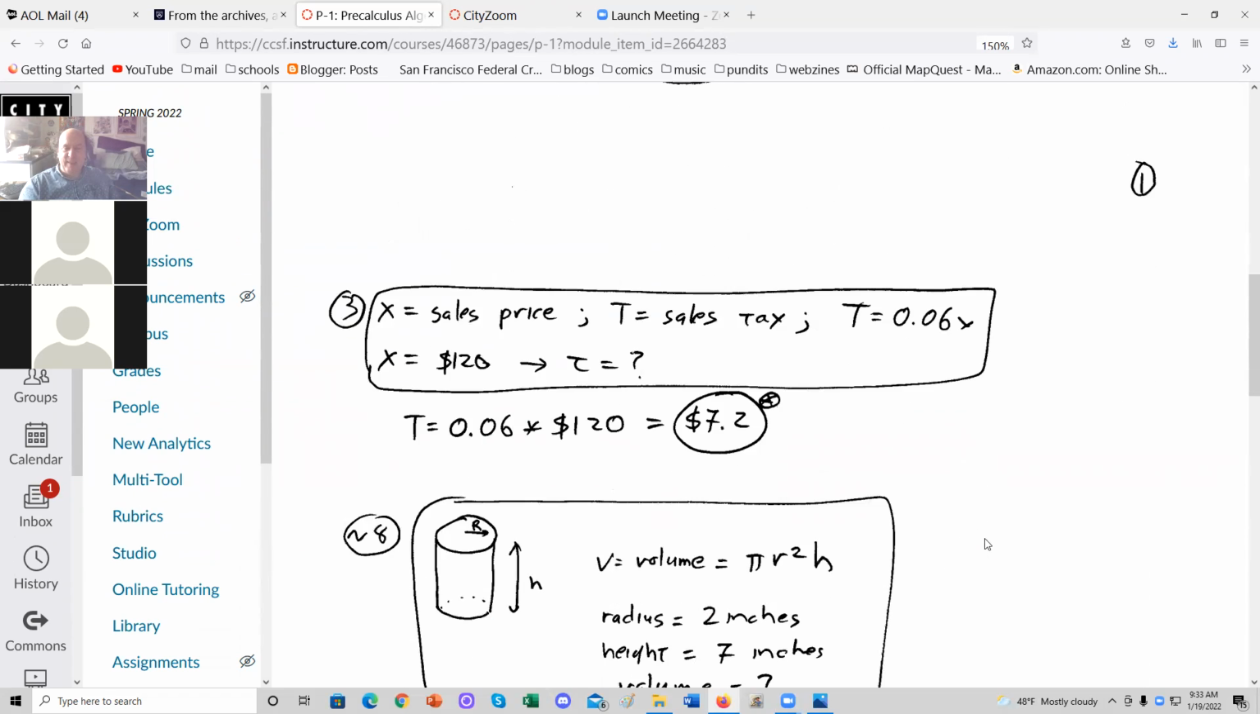Sounds about right. Here we have X is a sales price, T is a sales tax, T is 0.06X. It's a 6% sales tax. So if the sales price is $120, what's the tax? Well, 0.06 times 120 is $7.20.